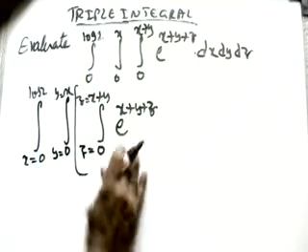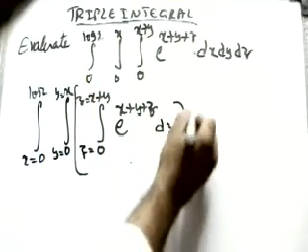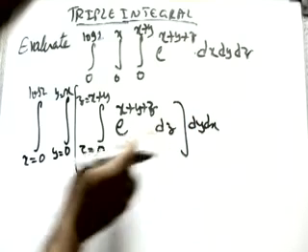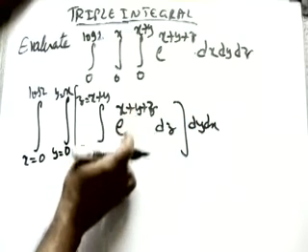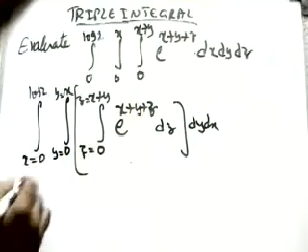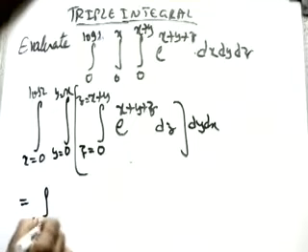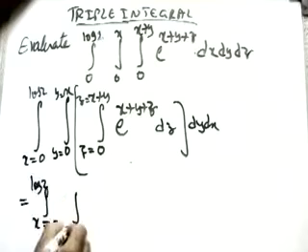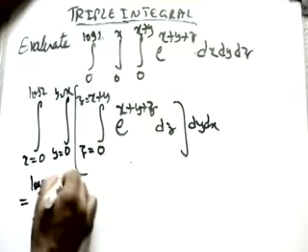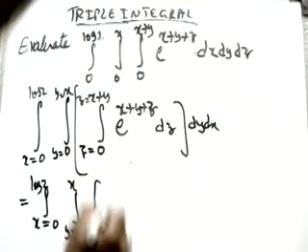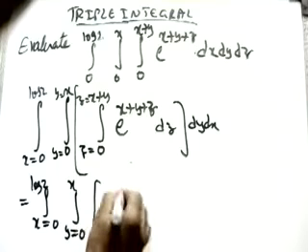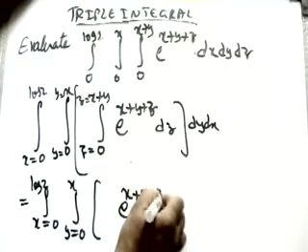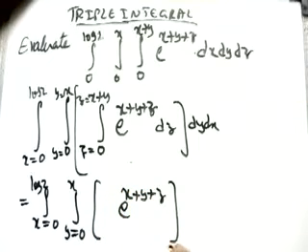Now we have to integrate with respect to z first. So let me write here dz, outside dy dx. Now integration of this is e power x. Integration of e power x is e power x only. So let me write that x equals 0 to log 2, y equals 0 to x. Now let me integrate. Integration of e power x is e power x only, e power x plus y plus z.